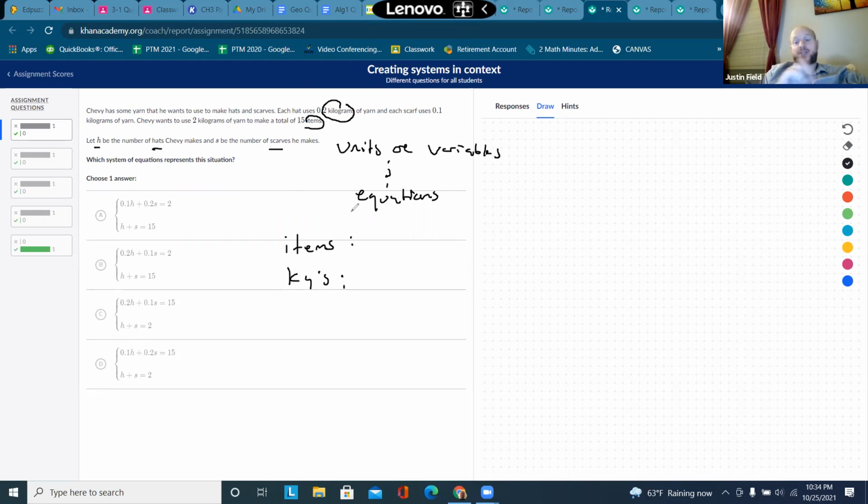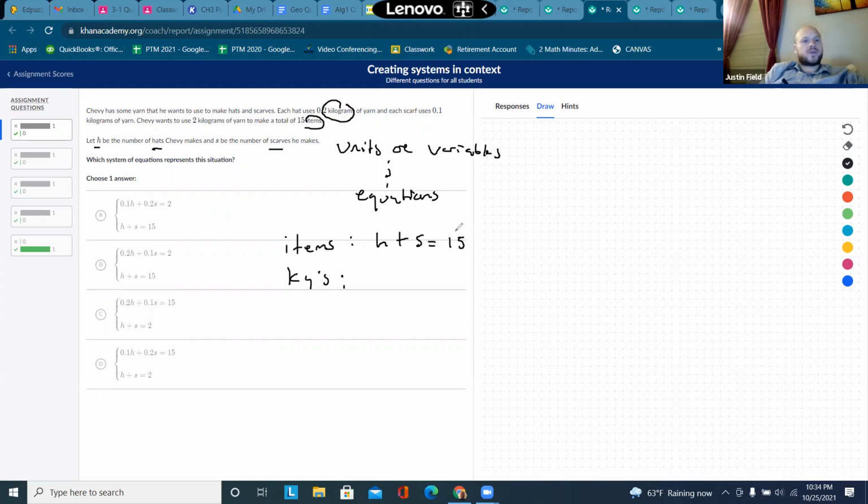I just want to pause there because once you get that, you'll get this. And until you get that, you'll be like, I think I kind of got it. So the items, 15 total items. What are our items? Hats and scarves. So H plus S equals 15.